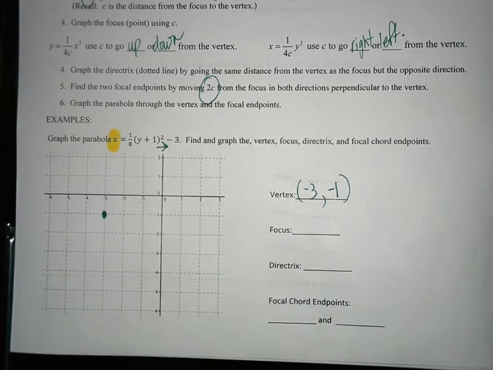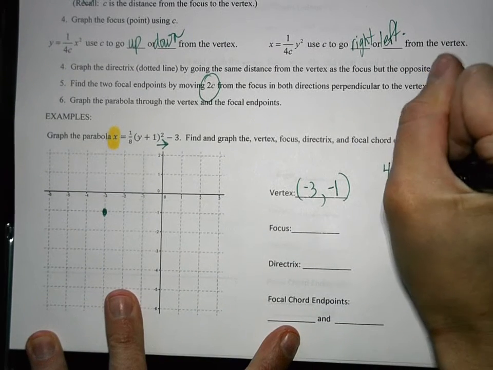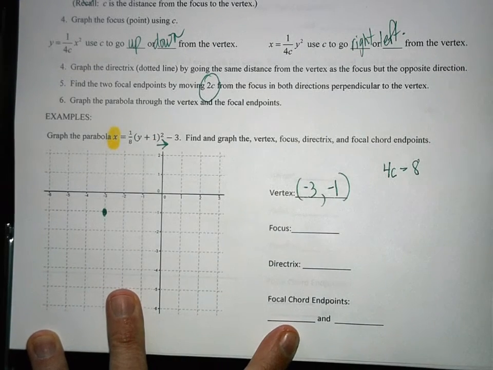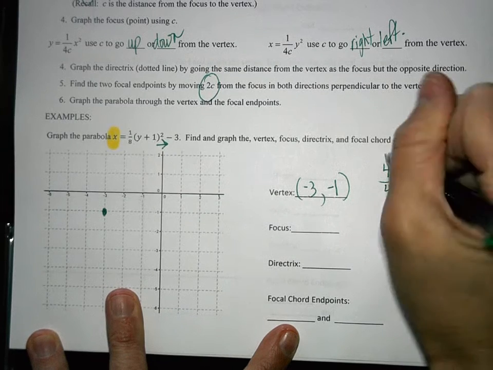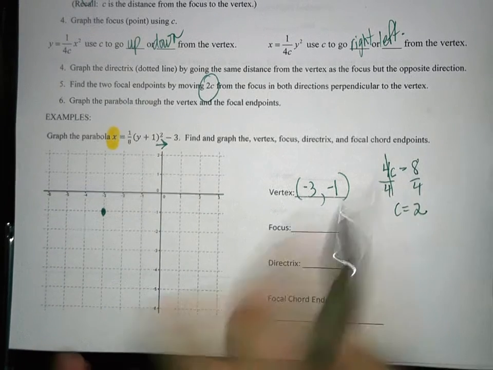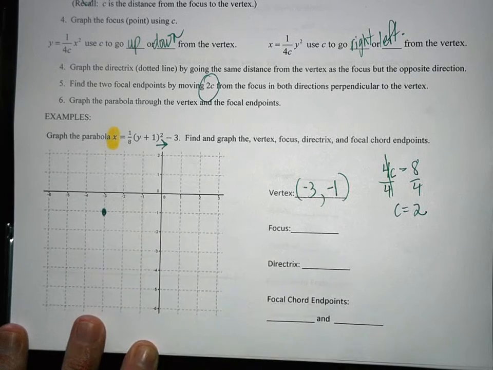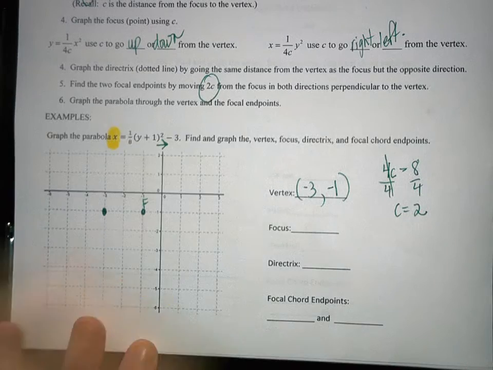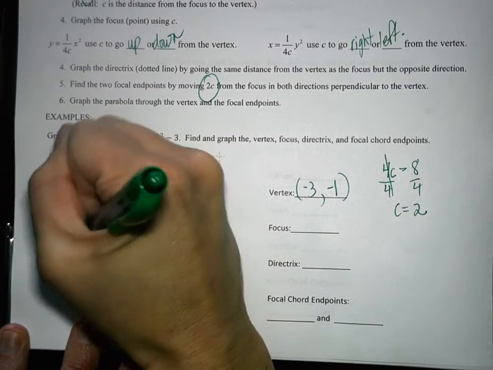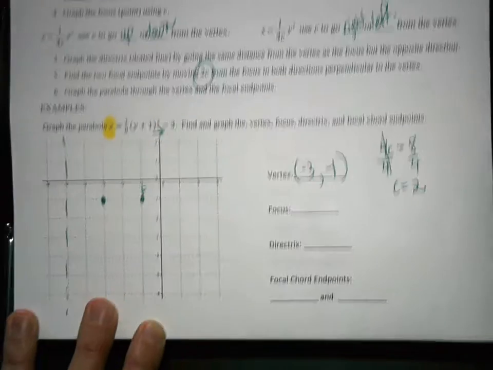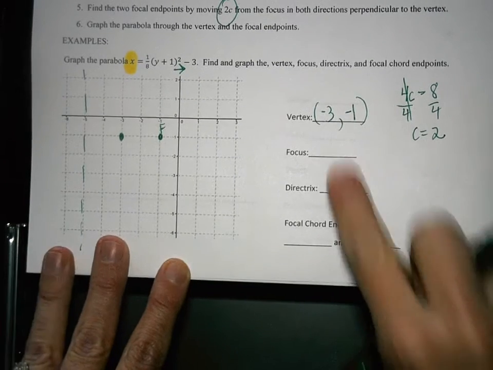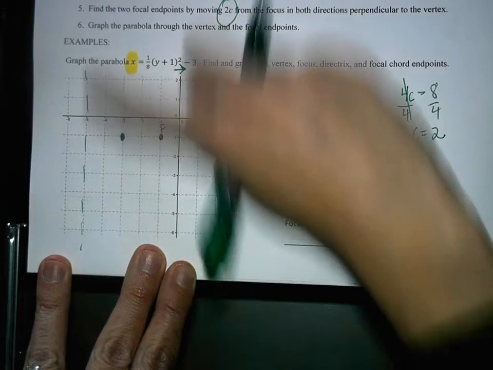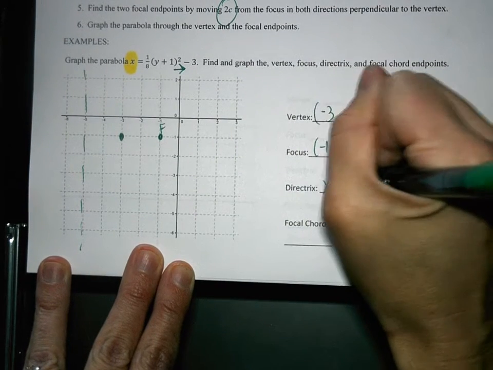Then we use our 4c equation. So for this problem, 4c equals the reciprocal of 1/8, which is 8. We then divide by 4 on both sides, and we get c equals 2. So from my vertex, since my graph's going right, I'm going to go 2 to make my focus to the right, and 2 to the left is my directrix. And we can go ahead and write the focus point, and that is negative 1, negative 1. And my directrix, this line is x equals negative 5.